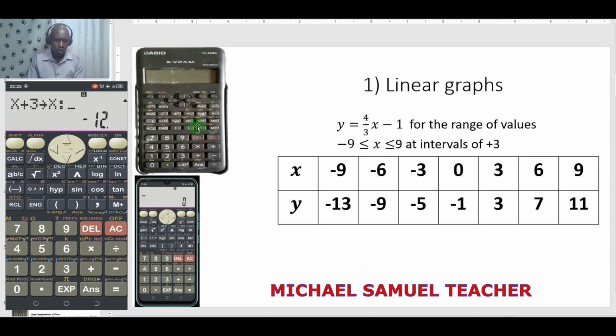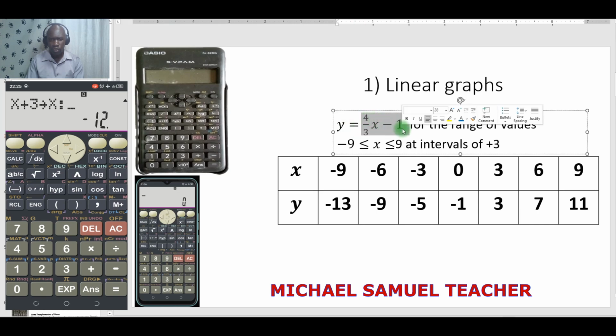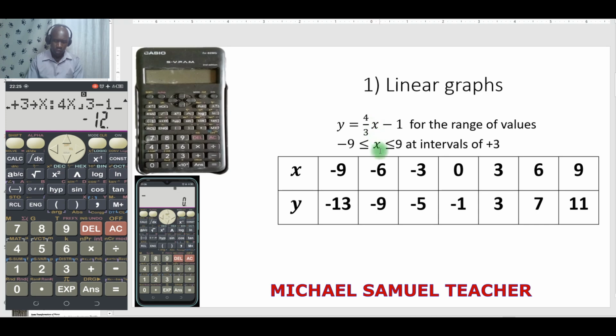So now we have the full column. Then we enter this equation, that is 4 over 3x minus 1. So we have 4x over 3, then minus 1. So once we enter that equation, now we can press equal sign.